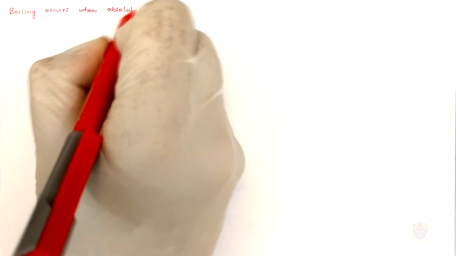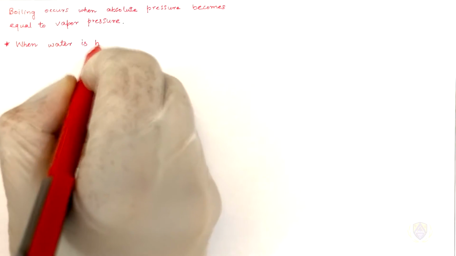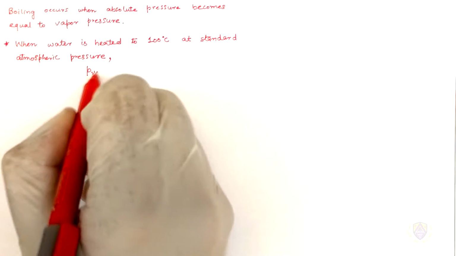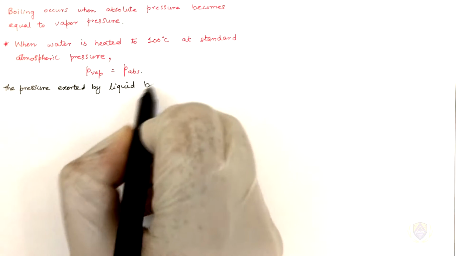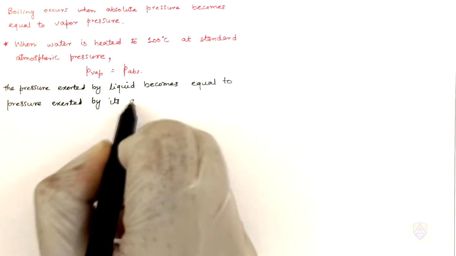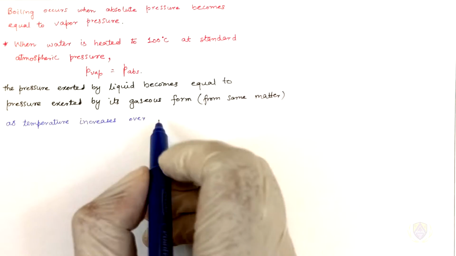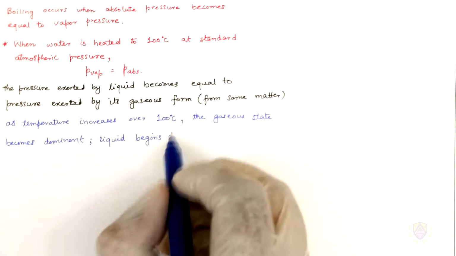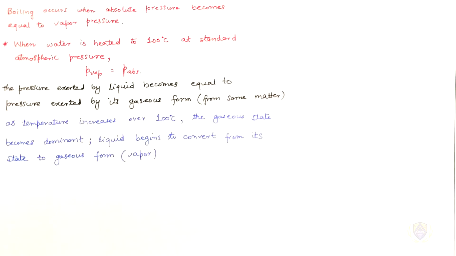Boiling occurs when absolute pressure becomes equal to vapor pressure. When water is heated to 100 degrees Celsius at standard atmospheric pressure, the pressure exerted by liquid becomes equal to pressure exerted by its gaseous form, from the same matter. As temperature increases over 100 degrees, the gaseous state becomes dominant. The liquid begins to convert from its current state to gaseous form, that is vapors.